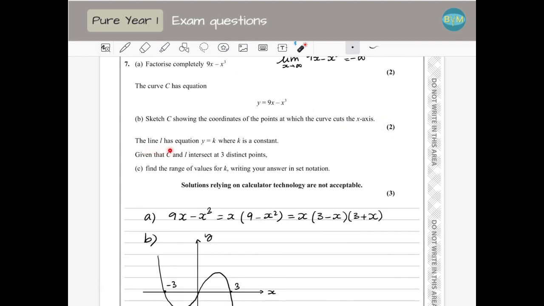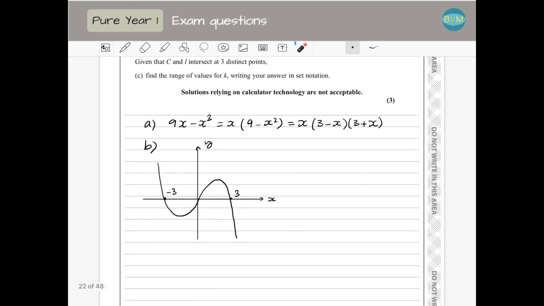Then the line L has equation y equals k, so it's a horizontal line. Given that C and L intersect at 3 distinct points, find the range of values for k, giving your answer in set notation. So k is a horizontal line, and it's cutting my graph in 3 different points. If I want it to cut in 3 points, it's going to be somewhere between this top one and this minimum, because after that it cuts only in 1 point.